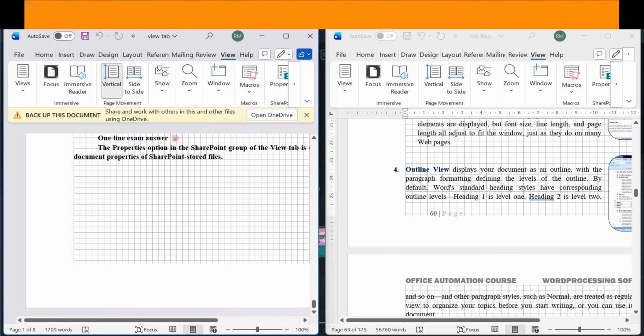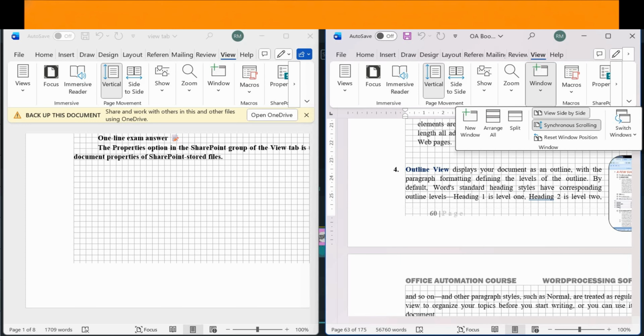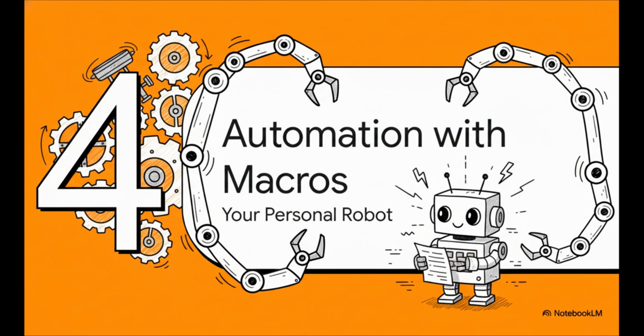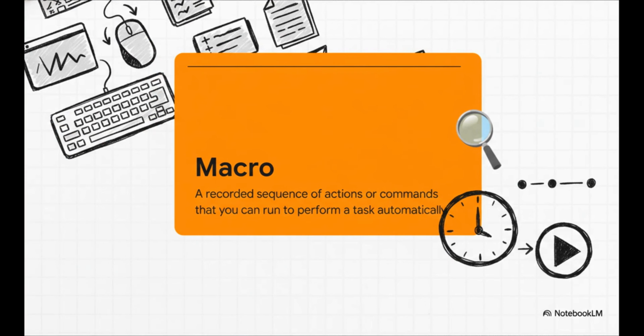Okay, let's get to what is probably the most advanced tool in the entire View tab: macros. Now, don't let the name intimidate you. Just think of a macro as your own personal little robot that you can build to do your most boring, repetitive tasks for you. So, what is a macro, really?